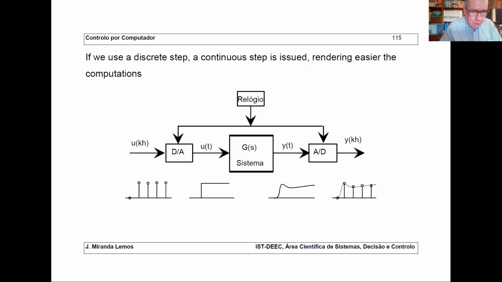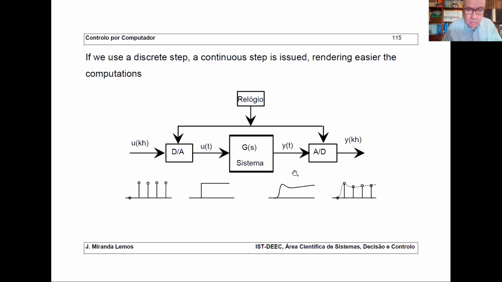So let's be more rigorous. We have to use the Laplace transform of u of t. I apply the Laplace transform to u of t, I get u of s. I multiply it by g of s, and what do I get? Do I get y of t? No, I get y of s, the Laplace transform of y of t. To compute y of s from y of t, what do I do? Laplace. I apply Laplace.